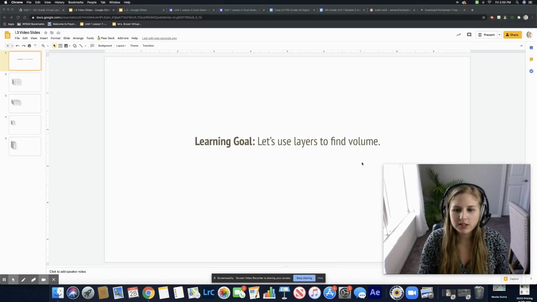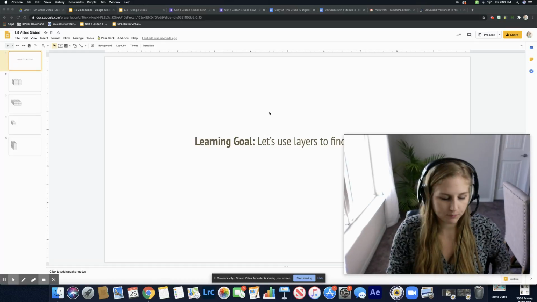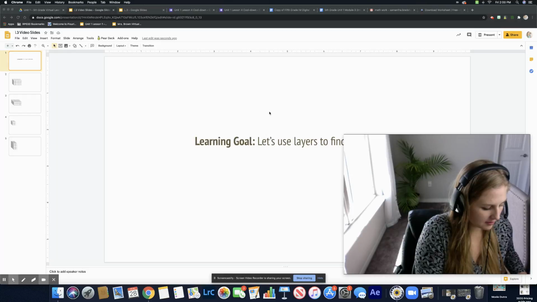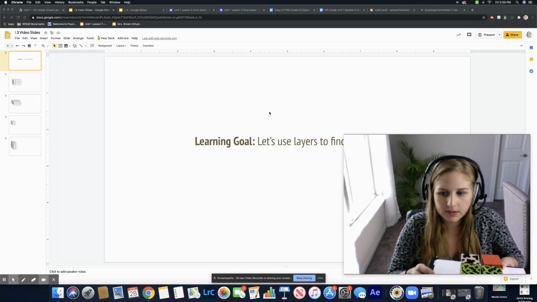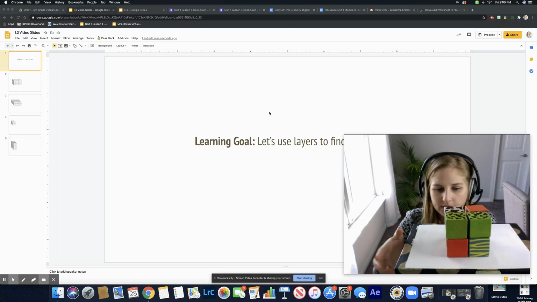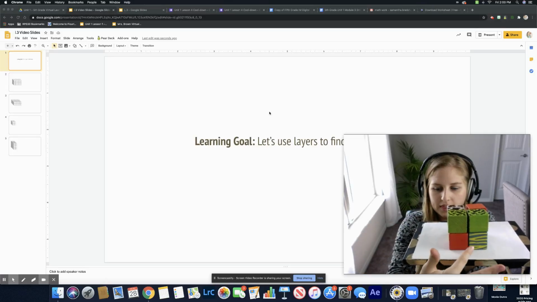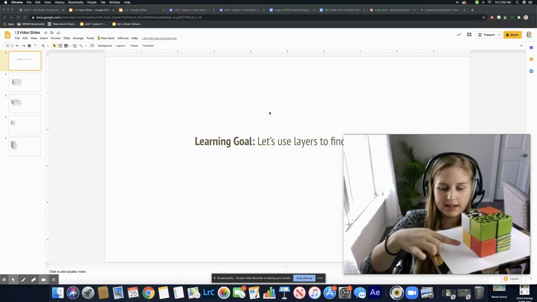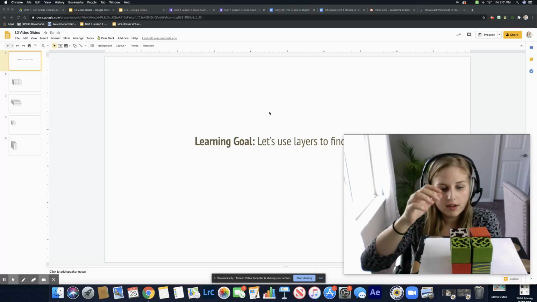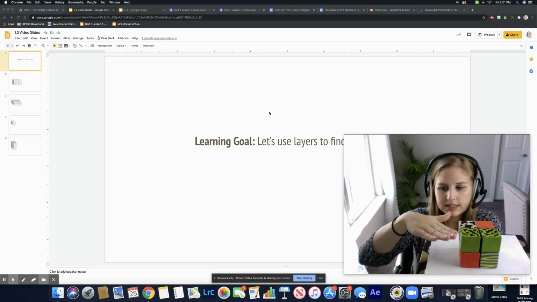Today we are going to learn how to find volume using the layers of a figure. So I built a figure here that I'm going to show you guys. So here's my figure. You'll notice I have a width of 2, a length of 2, and a height of 2. And it has two distinct layers.